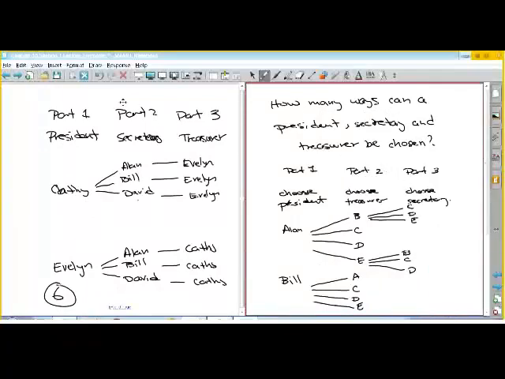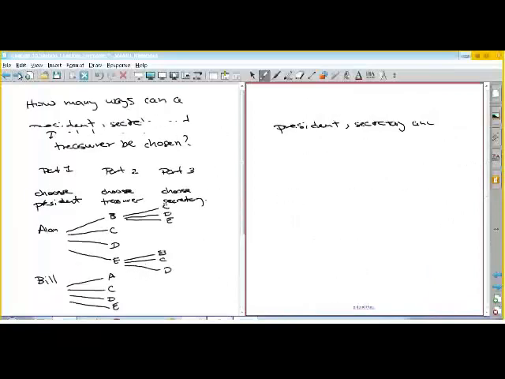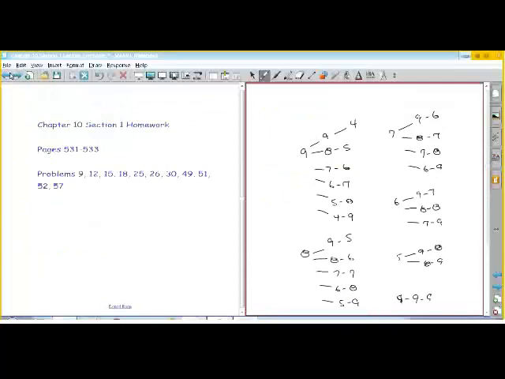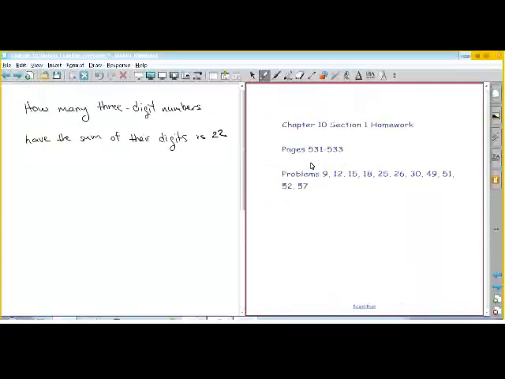Okay, I'm going to delete that page. Well, I'll leave that up there. I'll come back to that in a second. Here's your homework assignment. So I'm going to go ahead and assign section 1 today, which means you should turn it in next Tuesday.